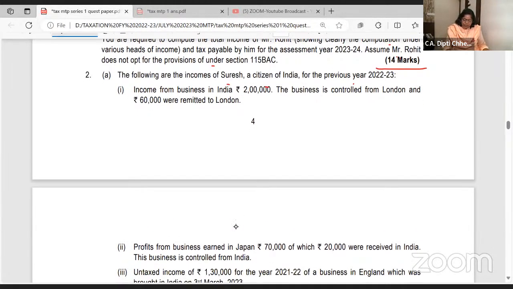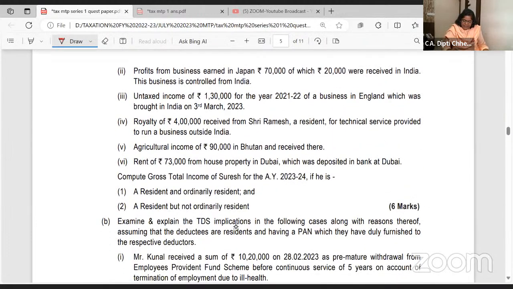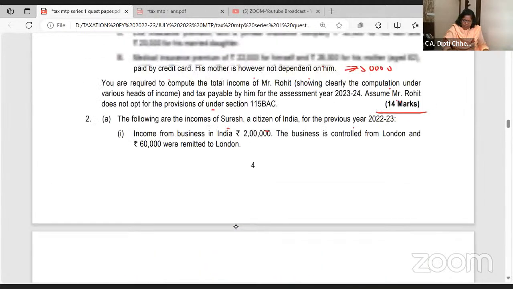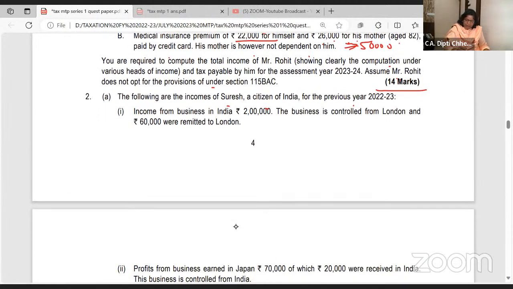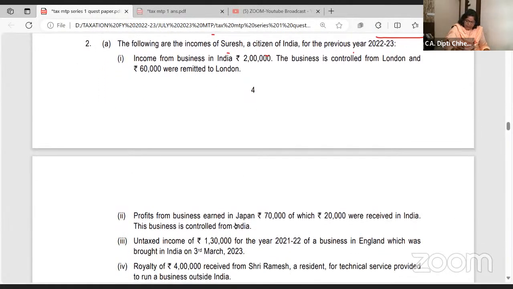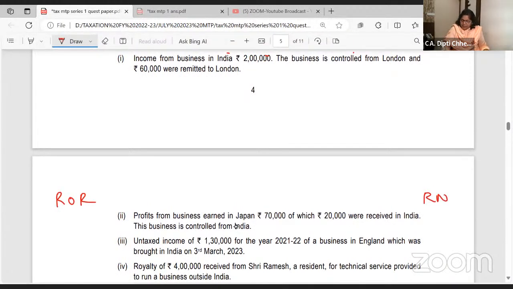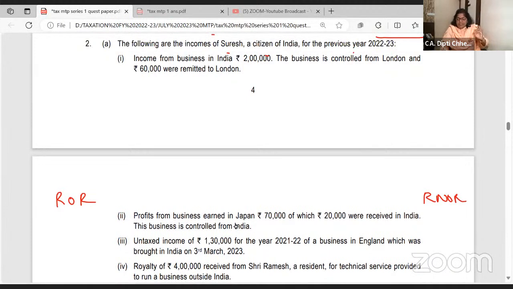Following is the income of Suresh and all other details are given, and you have to calculate with two columns: resident and ordinary resident, and resident but not ordinary resident. First thing is, why are you solving this one after another? Kitni bar particulars likhoge. So definitely you can solve this in column form.